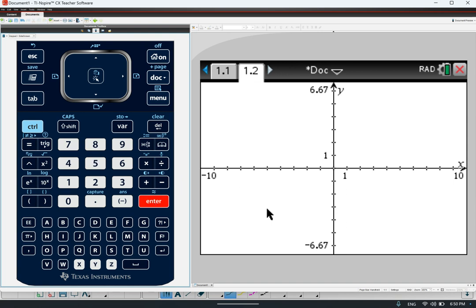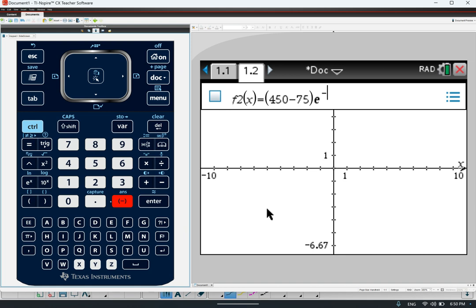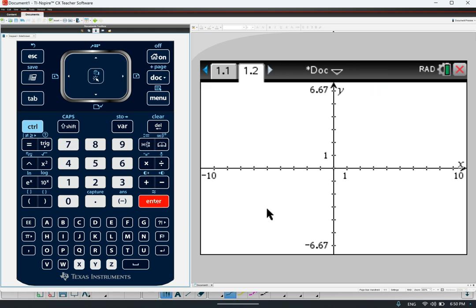Don't panic that you don't see anything. We'll talk about that afterwards. Now let's do the second equation. 450 minus 75, close the parentheses, e to the negative 0.0817. And then don't forget the x instead of the lowercase t. Get out of that function, plus 75, and hit enter.